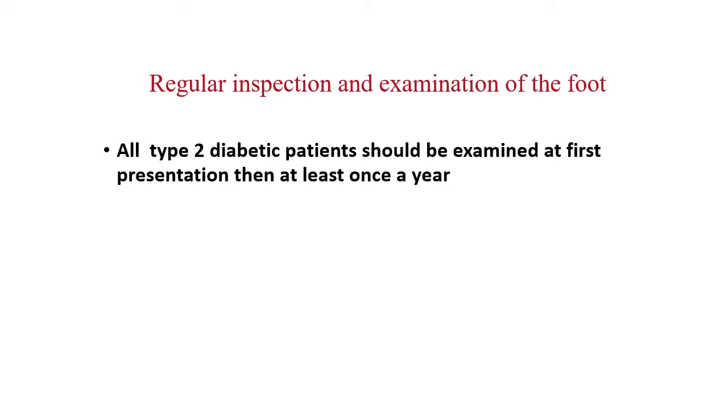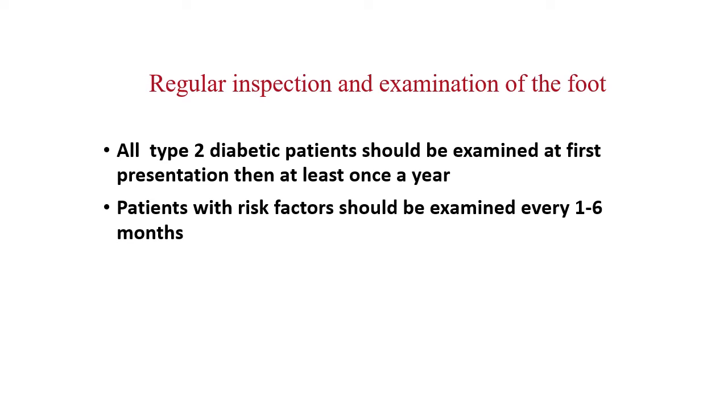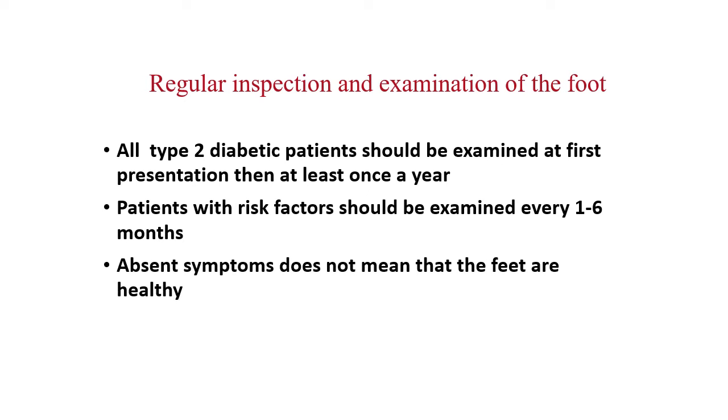So when you just discover the patient to have diabetes, you need to examine the patient at first presentation, then at least once a year. By the end, we'll know about the risk stratification and when we should examine the patient. The patient with risk factors should be examined every 1 to 6 months according to the degree of risk categorization.